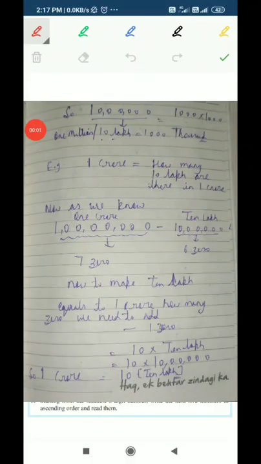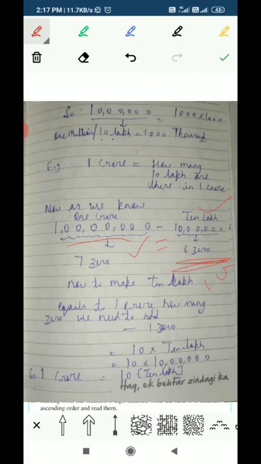So first we see the number which we have to convert, that is 1 crore. How many zeros are in this number? There are 7 zeros in this number, and then we will see the number in which we have to convert. That number is 10 lakh. How many zeros is it having? It is having 6 zeros. So how many zeros do we need to make them equal? We need 1 zero. So now to make 10 lakh equal to 1 crore, we need 1 zero.